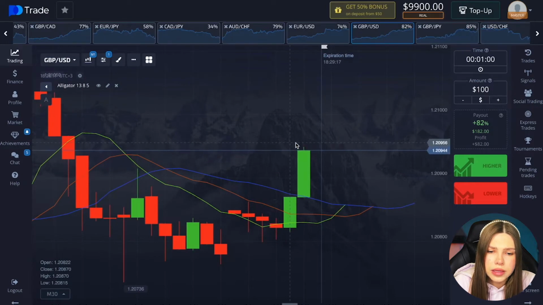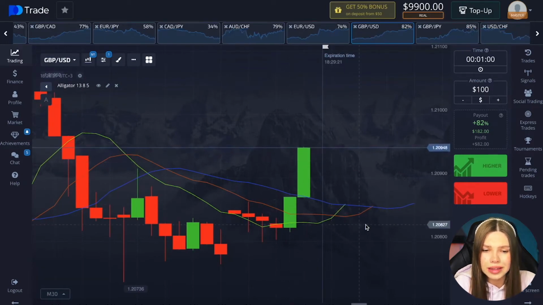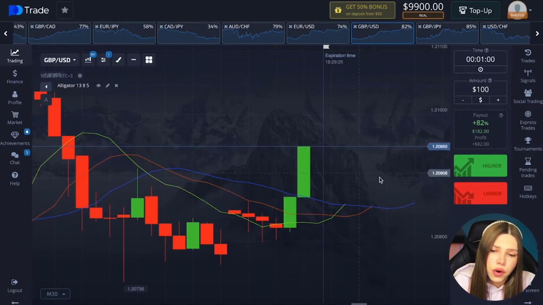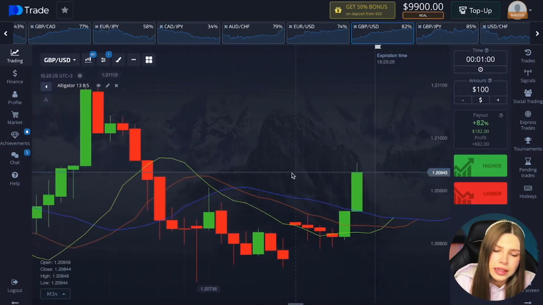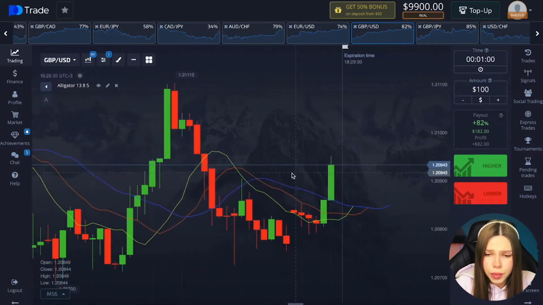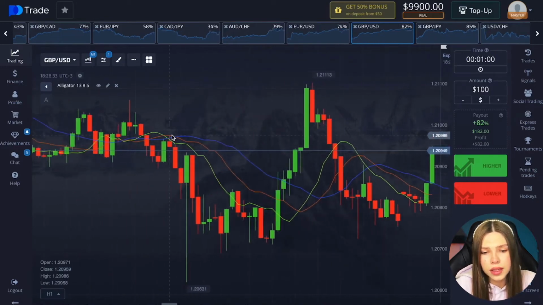So let's find some other currency pair. Here, for example, the indicator is not working yet. You need to wait until the lines finally cross and the so-called mouth opens. In general, the indicator is very simple for beginners. Now, quickly, while we are waiting here, I will explain how it works.